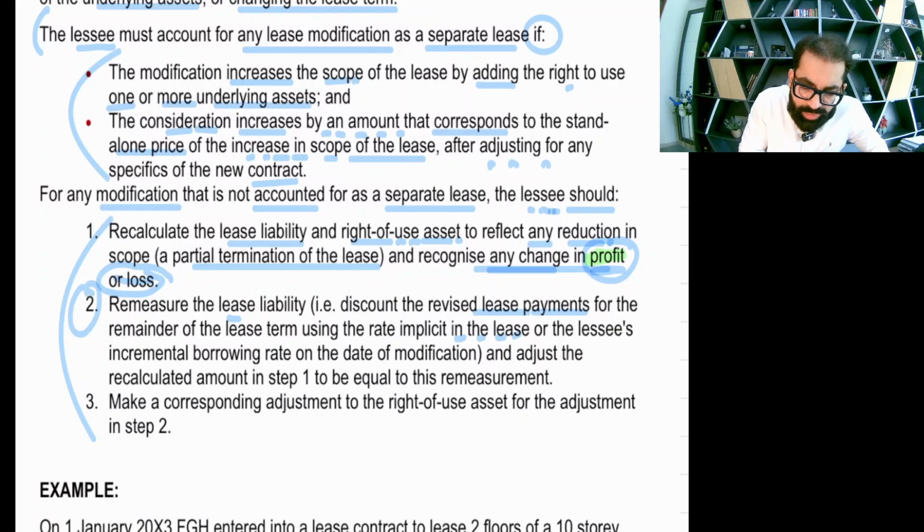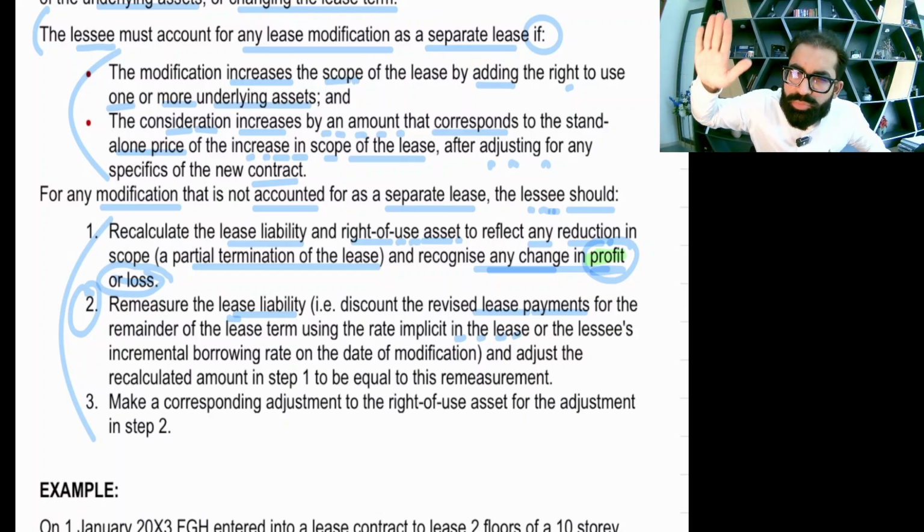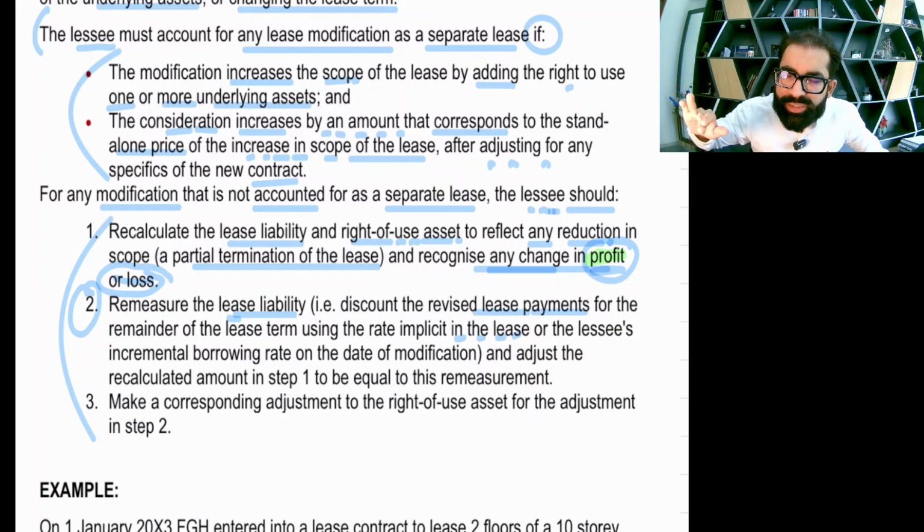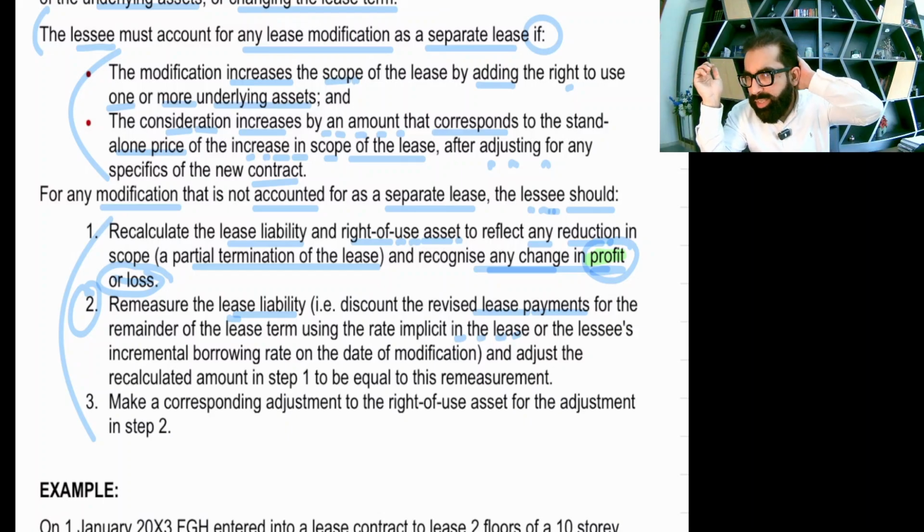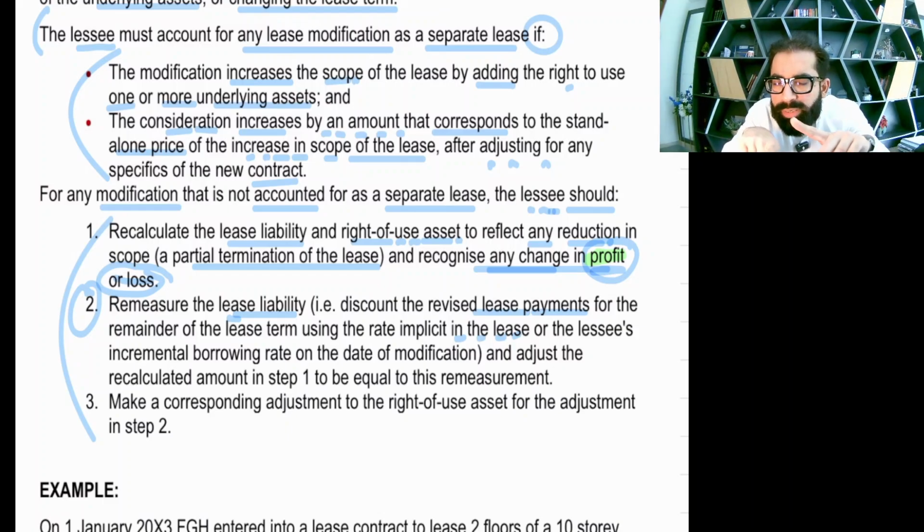Then number 2, remeasure the lease liability. Definitely, when we have done a modification, the future cash flows may be disturbed. So if the future cash flows or the future incremental borrowing rate has changed, you will be calculating a new lease liability through present value working. Now just compare the old lease liability just after modification with this new lease liability through present value of future cash flows.